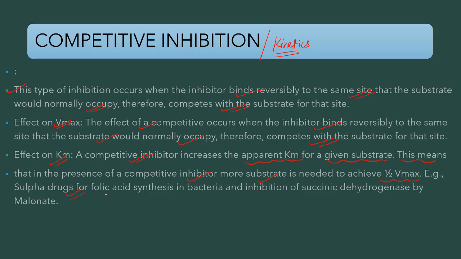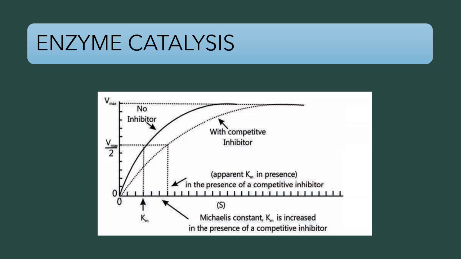Examples are sulfa drugs for folic acid synthesis in bacteria, and inhibition of succinic dehydrogenase by malonate. Sulfa drugs basically help to destroy the receptors responsible for folic acid synthesis in bacteria. Both of these are competitive inhibitions. Enzyme catalysis is already explained; I'm not going to do it again. Just look at the picture.